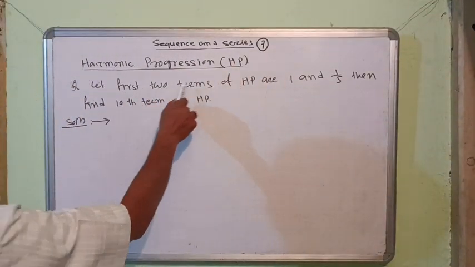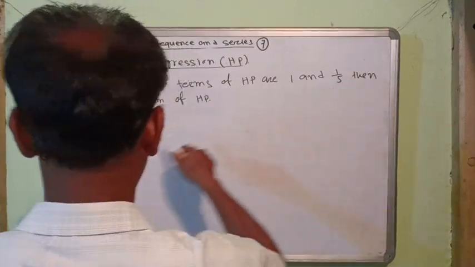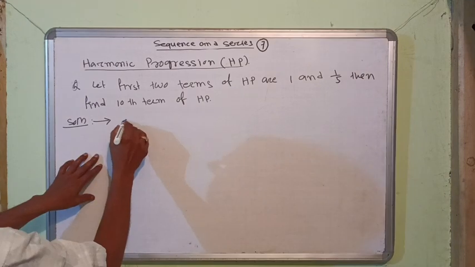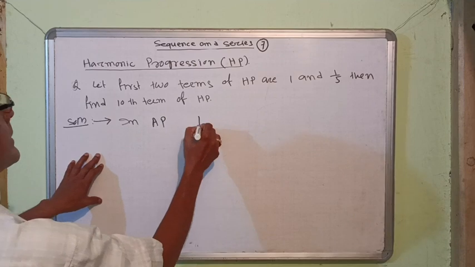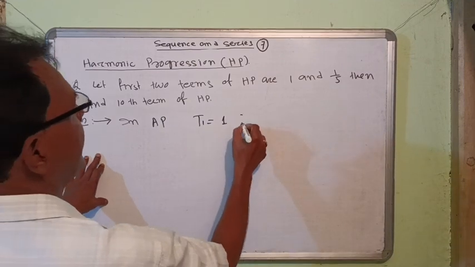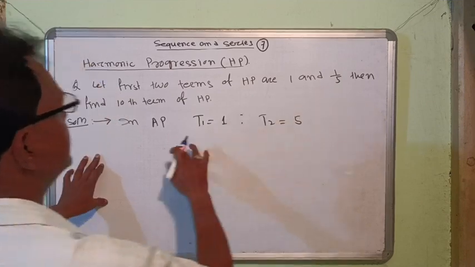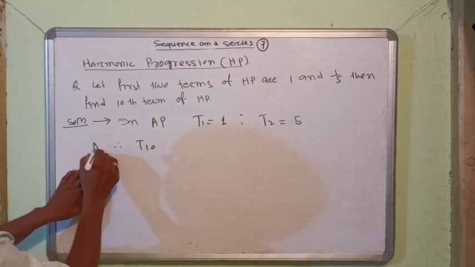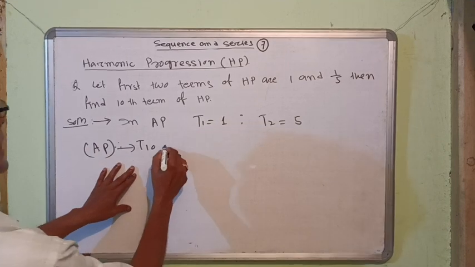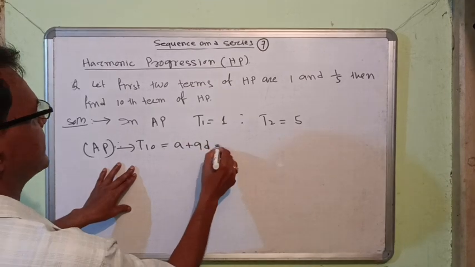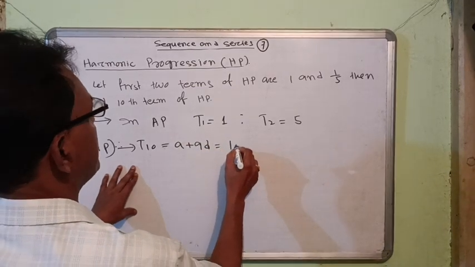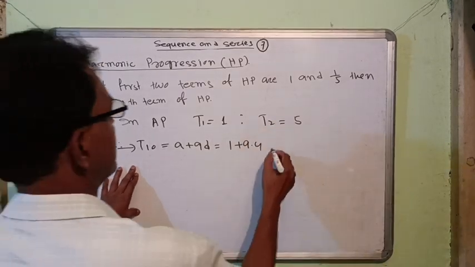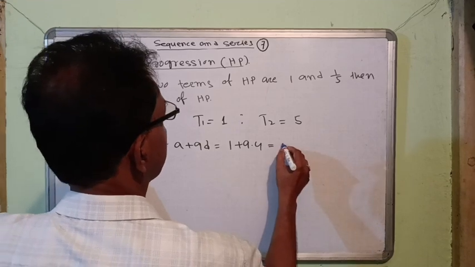Let first two terms of HP are 1 and 1 by 5, then find 10th term of HP. Here in AP, T1 equal to what? 1 and T2 is equal to what? 5 in AP. Therefore, T10 of AP. T10 is equal to what? A plus 9D is equal to A means 1 plus 9D means 4. That is 5 minus 1 equal to 4. Therefore, T10 is 37.